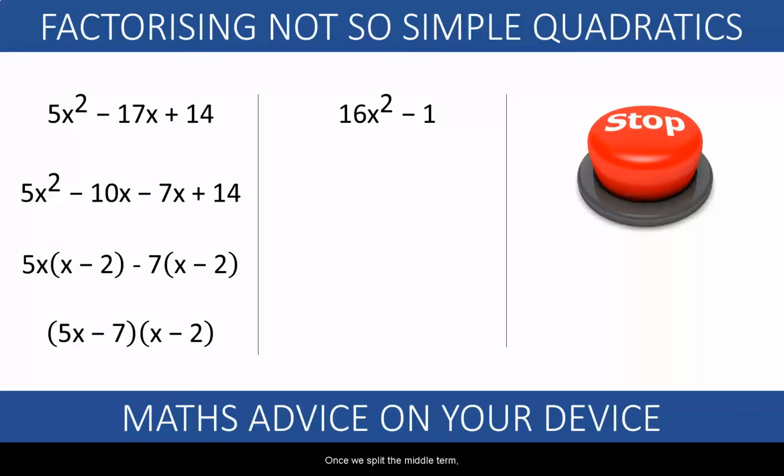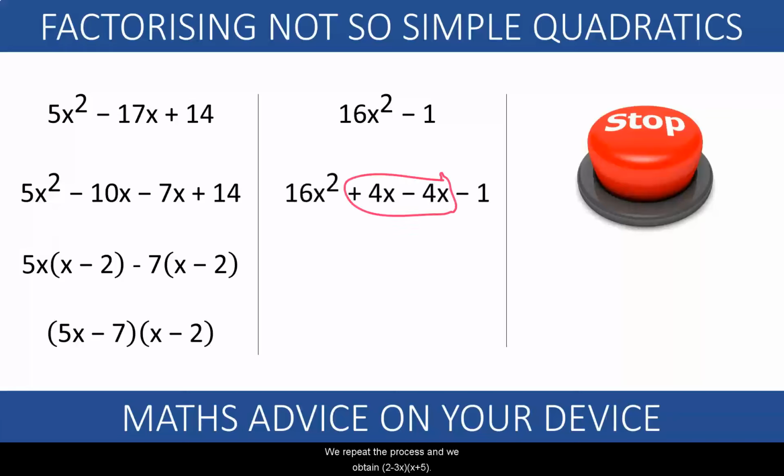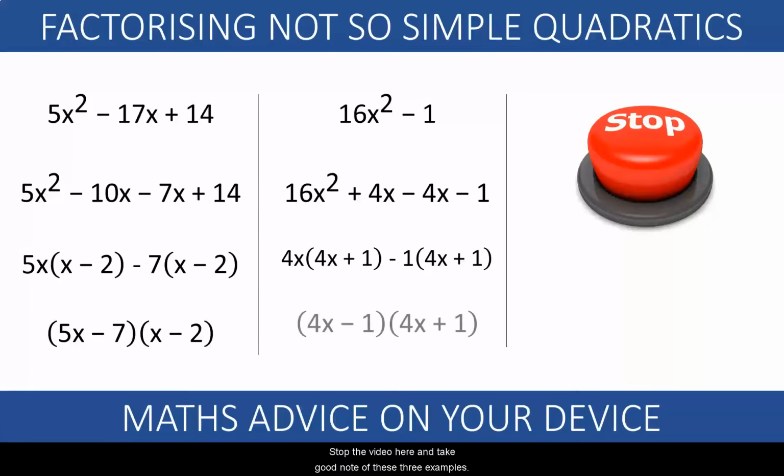To factorize the second one, multiply 16 by minus 1. We need 2 numbers that multiply to negative 16 and add up to 0, because the middle term is 0. There is no middle term. Those are plus 4 and negative 4. Once we split the middle term, we factorize by groups. 4x minus 1 times 4x plus 1.